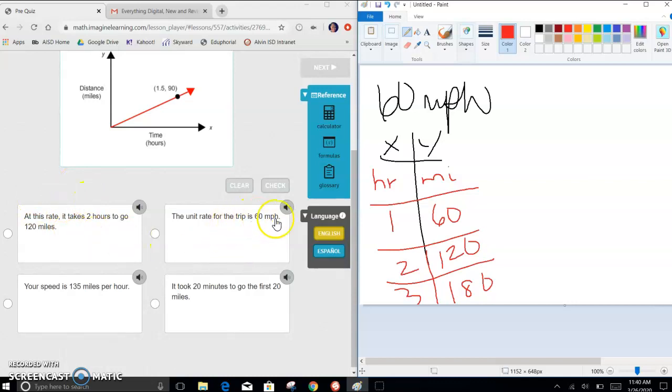The unit rate for this trip is 60 miles per hour. It took 20 minutes to go the first 20 miles, and your speed is 135 miles per hour. Well, this right here, they cannot be it because we've already decided that it's 60 miles per hour. Boom, that's not it. Next.